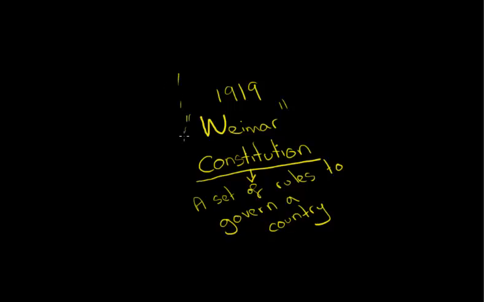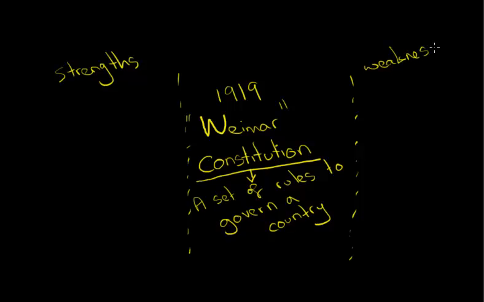Now, unfortunately, with every set of rules that you write, whether it's in a school, or at home, whatever it is, there are going to be rules that work, and other rules that perhaps don't work. So there are going to be strengths to the Constitution, but there are also going to be weaknesses to the Constitution as well. One of the major strengths of the Weimar Constitution was the fact it was very democratic.